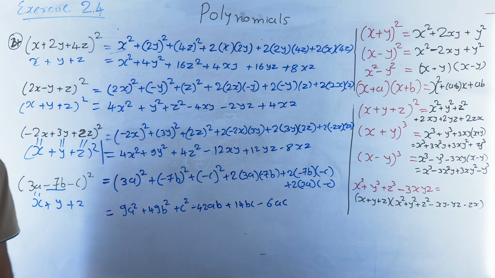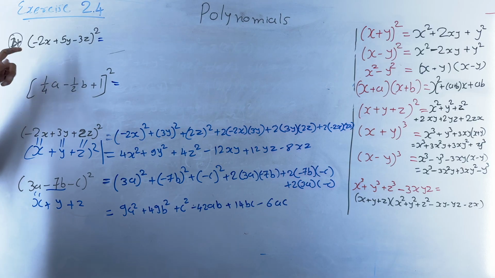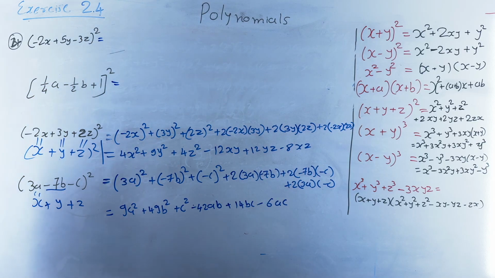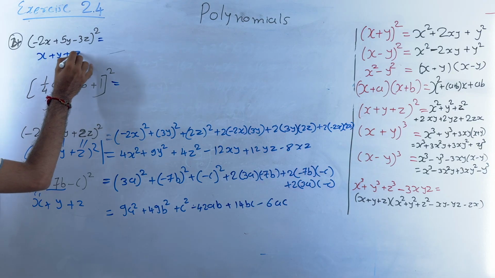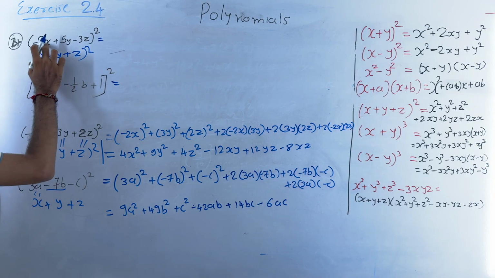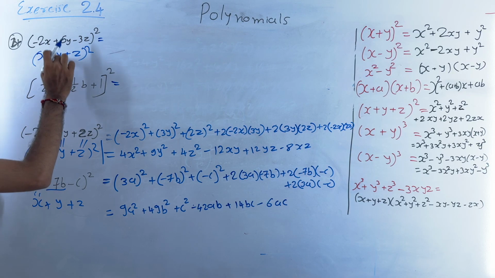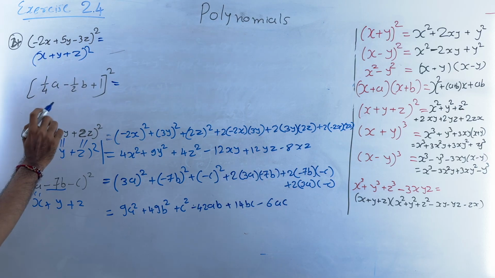We have two more. Fifth question, in fourth question, minus 2x plus 5y minus 3z whole square. We will use the same identity, x plus y plus z whole square. By comparing it with this question, my x will be minus 2x, y will be 5y, z will be minus 3z, right?